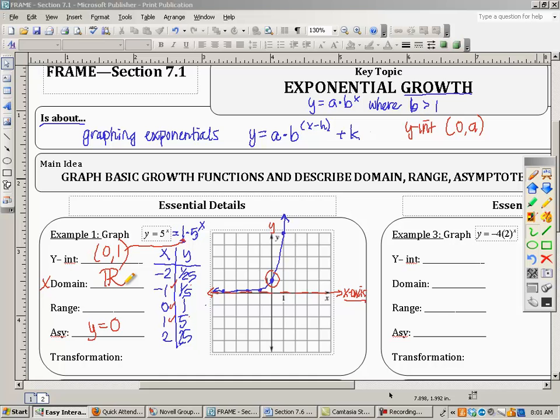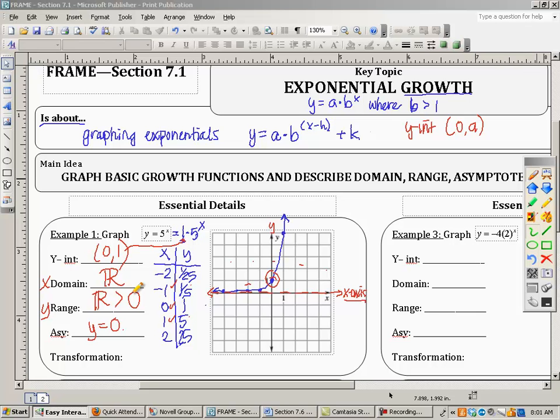Range is the y values. So I look at the graph and I say all of my values are up here above the x-axis. So the question is, how do I say above the x-axis? Well, it's above the asymptote of 0. So we say all reals above or greater than the asymptote value at 0.